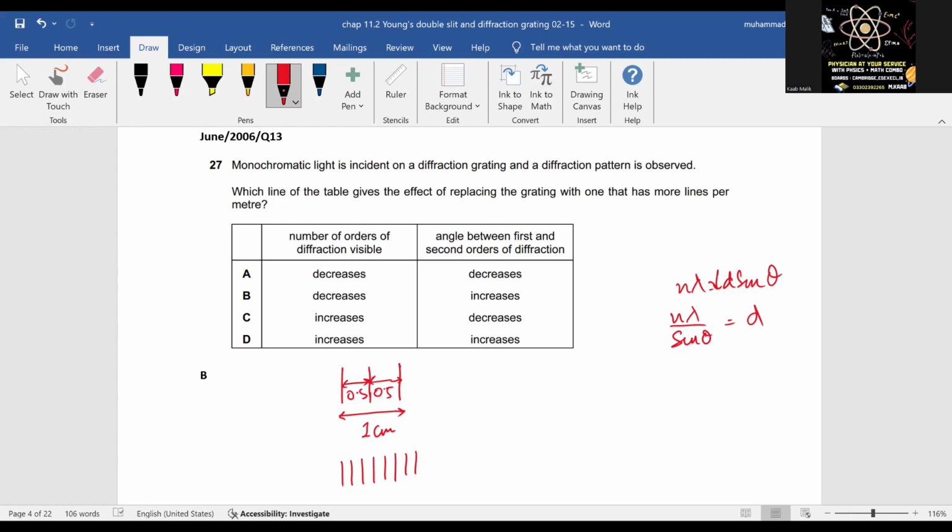So which line gives the effect of replacing with more lines? If you are decreasing d, n will also decrease because they are directly proportional, and the angle will increase. Gulmina, are you getting it? Yes, sir. Did you understand that more number of lines means you are decreasing d? Yes sir, fine.